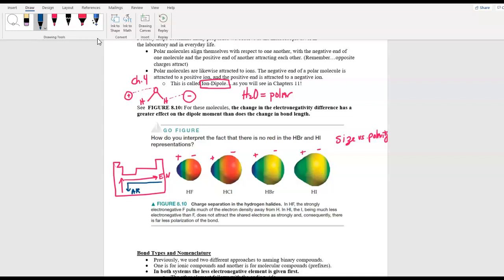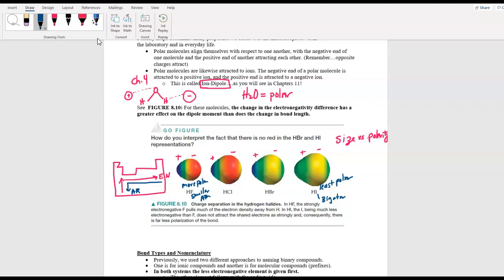Atomic radius. Notice right here, fluorine is a smaller atom, and you've got iodine, that's a bigger atom. Just notice its electron density. Is one more polar than the other? Yes, this one definitely is going to be more polar, because fluorine is most electronegative. And iodine is the least polar, but it's a bigger molecule.